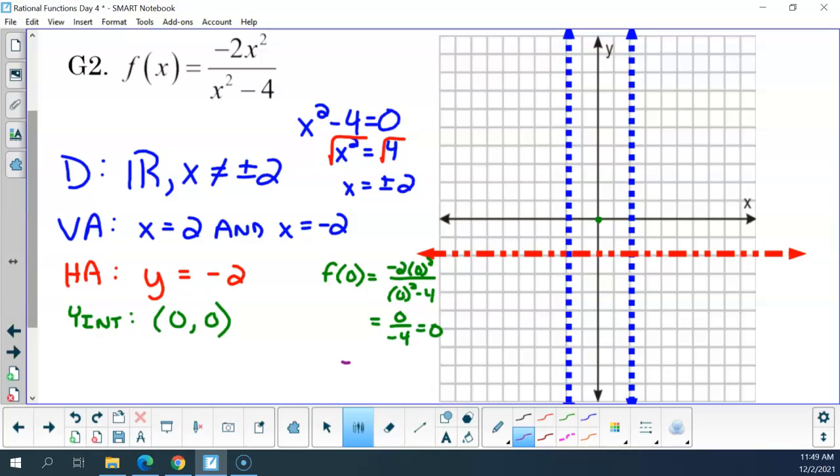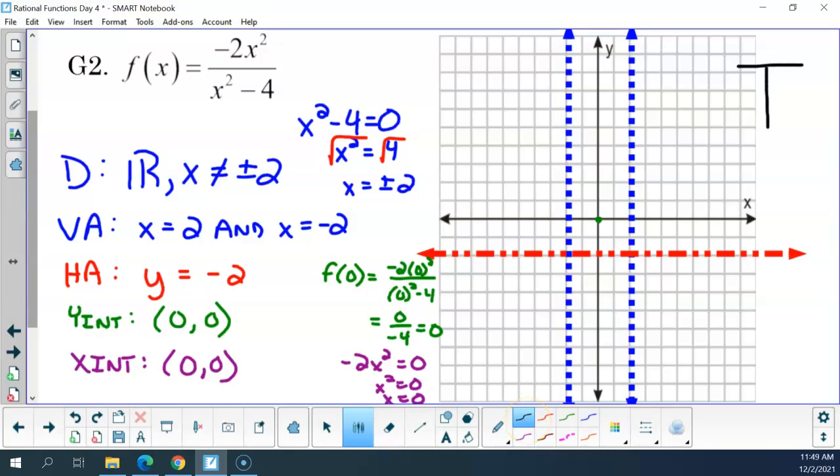Set the numerator equal to 0, -2x squared equals 0. So x squared equals 0, so x is equal to 0. So then that would give me my x-intercept of 0, 0 also. If it's 1, it's both for the order. Okay? Now we got to find some extra points.